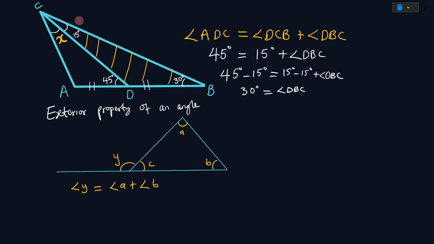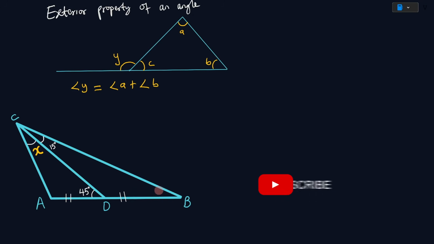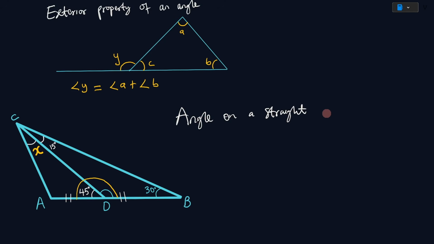Now that we have gotten angle DBC, which is 30 degrees, let's go ahead and look for angle BDC. To have a clearer picture of what we're doing, we have to redraw this. We have found out that here is 30 degrees. We need to find this very angle, which is angle BDC. There are two ways of finding this angle. First, if we look at this whole angle, we'll notice that it is on a straight line, and angles on a straight line add up to 180 degrees.